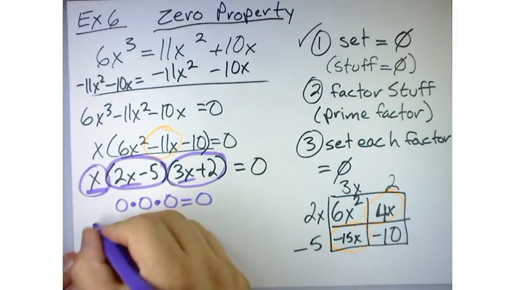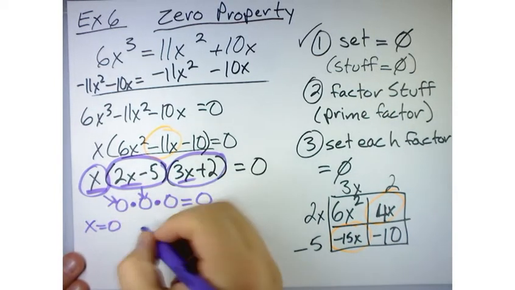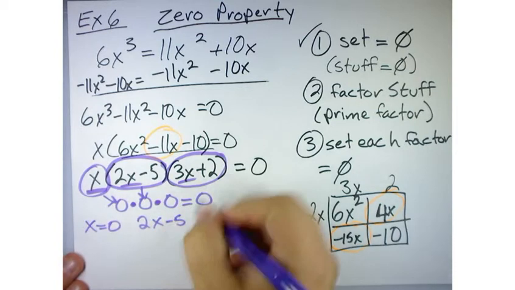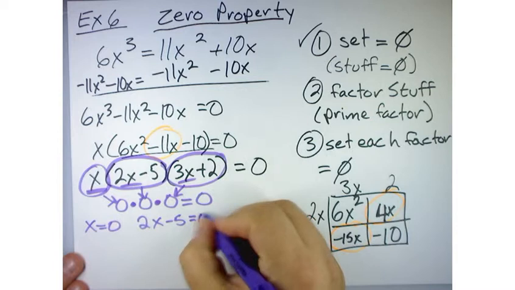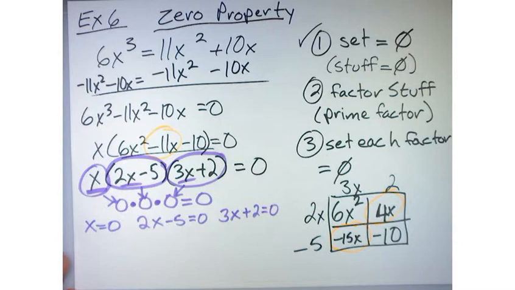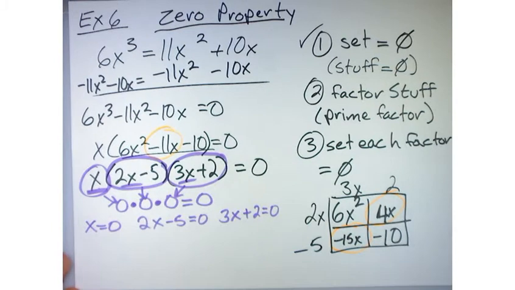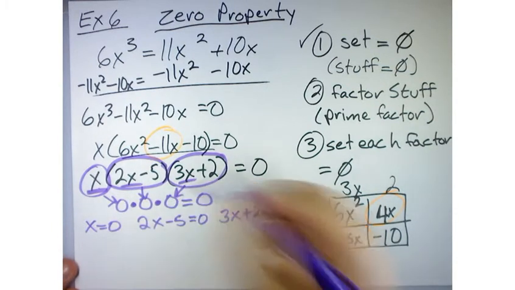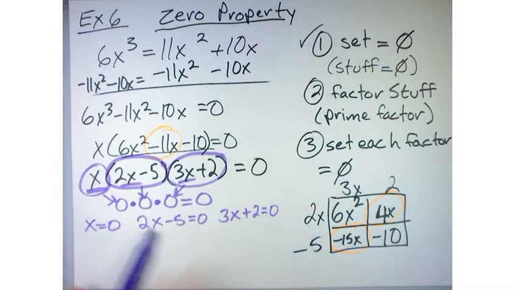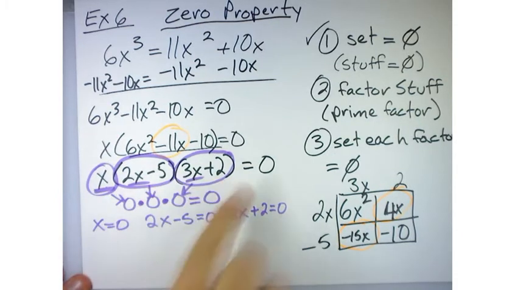That means I have to set this term equal to 0, this term equal to 0, and this term equal to 0. Because if I can figure out what values for x will make this equal 0, what value for x makes this equal 0, or what value for this makes this equal 0, then it'll be 0. In fact, if only one of these 3 is equal to 0, won't the whole thing equal 0? Yeah? Only one of these has to be equal to 0 to make the whole thing equal 0.